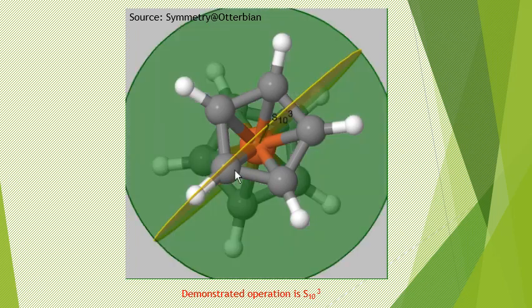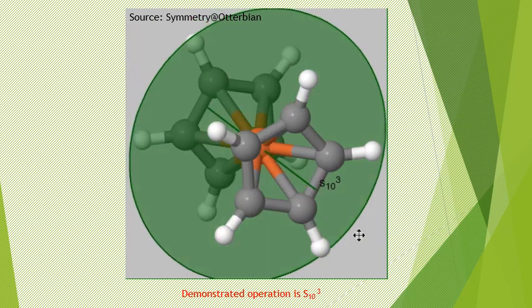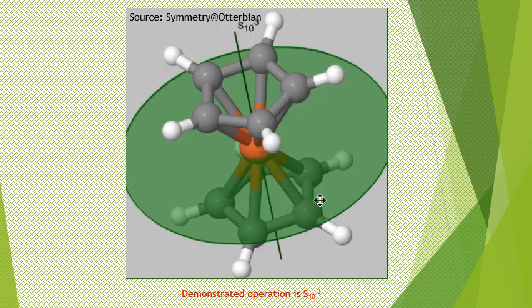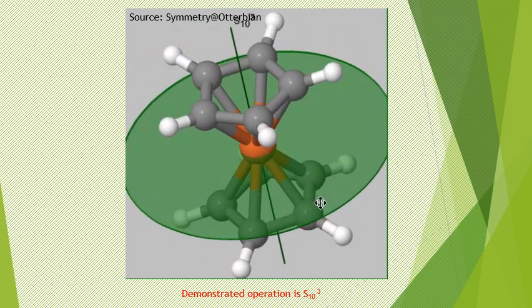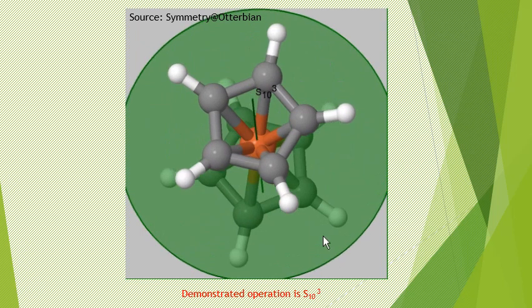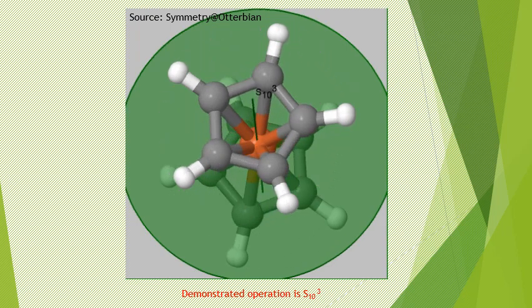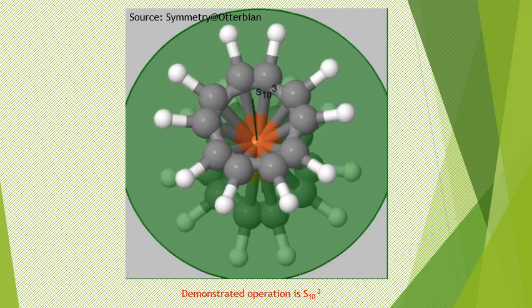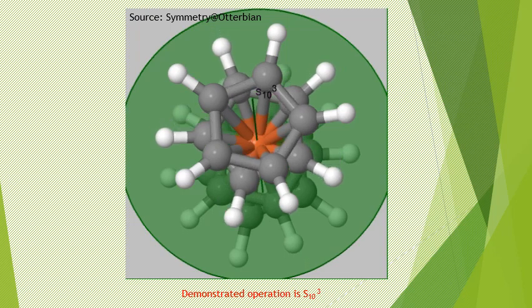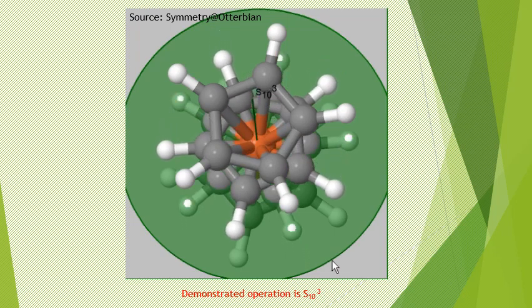S10, and let me just take back all other planes and all. Okay, now what you can see is in this case, the C5 axis is even an S10 axis. So we shall look at the things. The molecule is rotating by an angle, and then it is reflecting back.